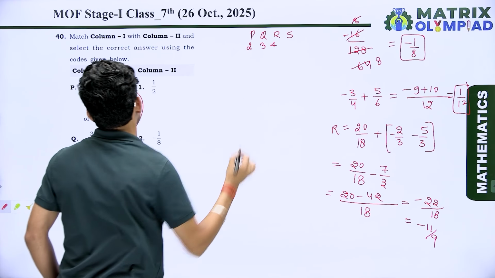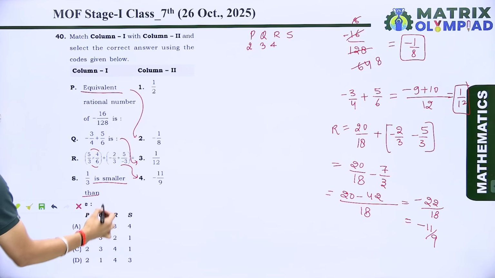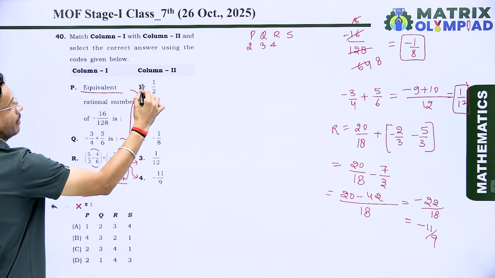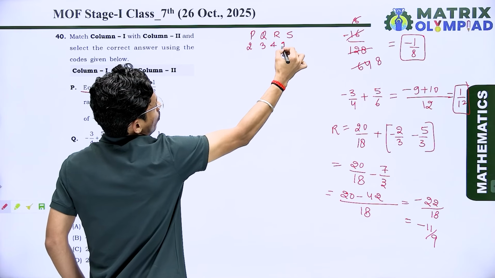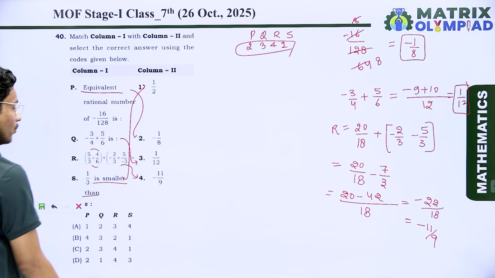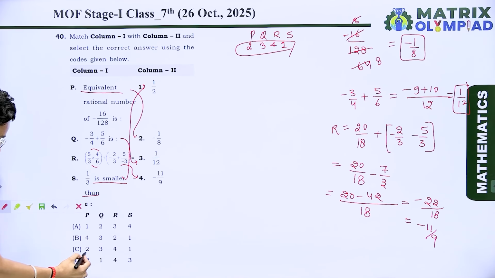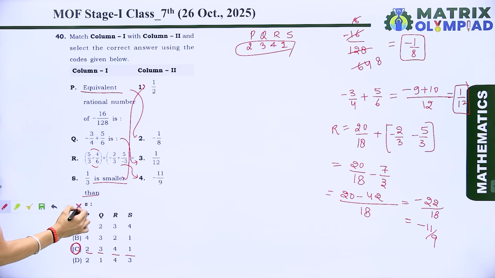And last, here we have S. It means 1 upon 3 is smaller than 1 by 2. So S is connected to 1. It means the correct option is 2 3 4 1. So here we have 2 3 4 1. It means option number C is the correct answer.